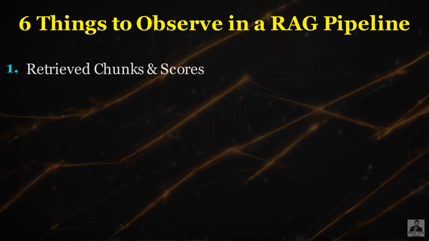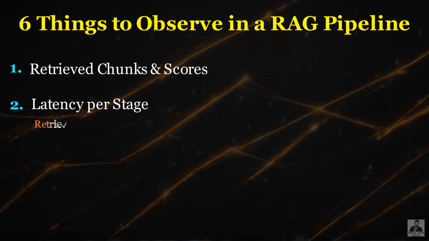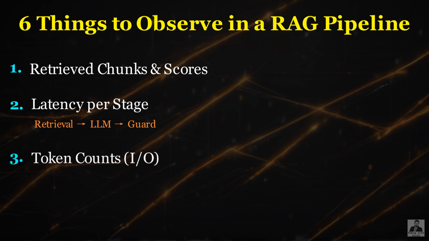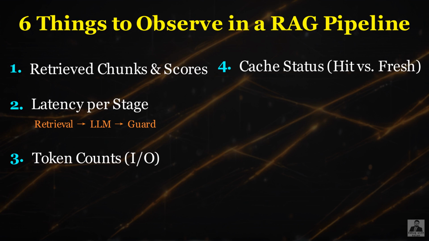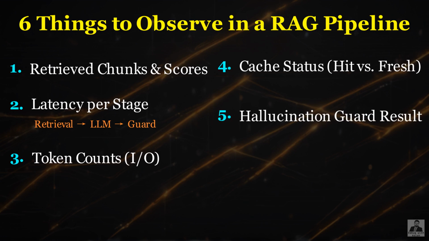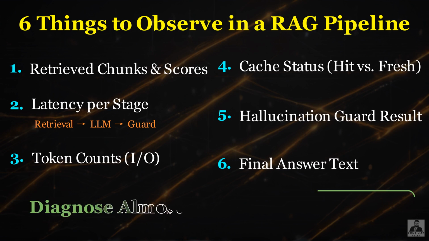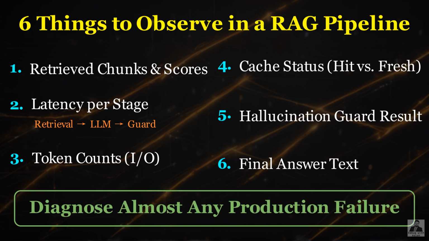Which chunks were retrieved and how similar they were to the query. The latency of each stage independently, so you know whether slowness is coming from retrieval, the language model, or the hallucination guard. The input and output token counts for cost tracking. Whether the answer was served from cache or freshly generated. Whether the hallucination guard passed or failed. And the full text of the final answer. Together, these 6 data points let you diagnose almost any production failure.